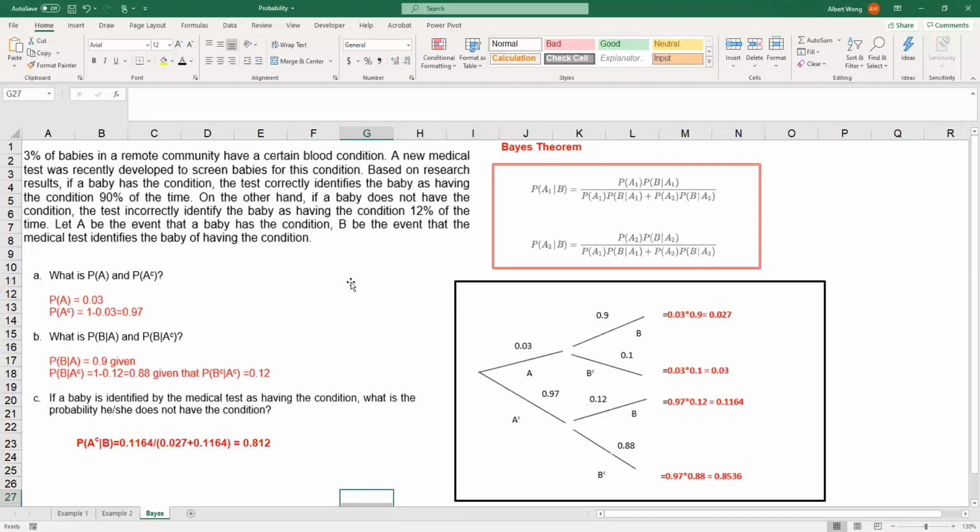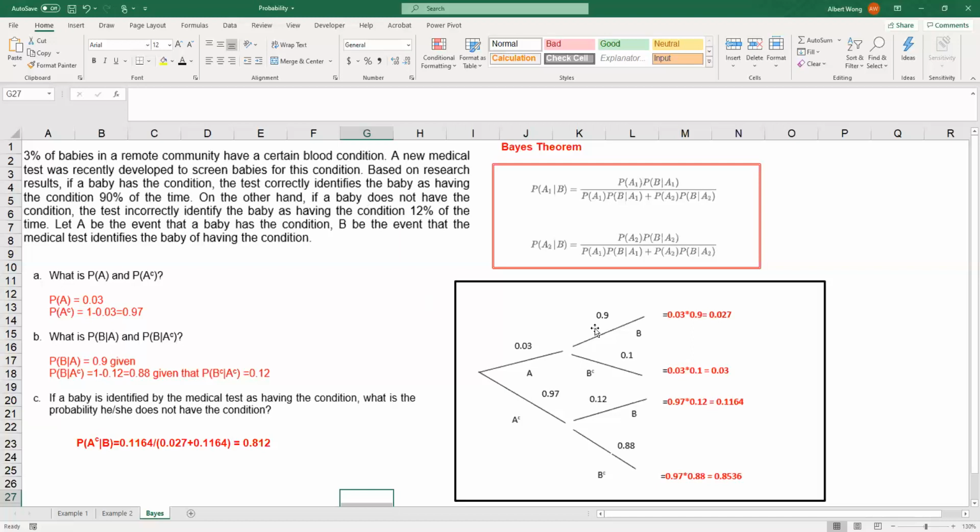Now let's look at the next level in the tree. Based on research results, if a baby has the condition, the test correctly identifies the baby as having the condition 90% of the time. On the other hand, if the baby does not have the condition, the test incorrectly identifies the baby as having the condition 12% of the time. So how do we use this information to draw the tree?